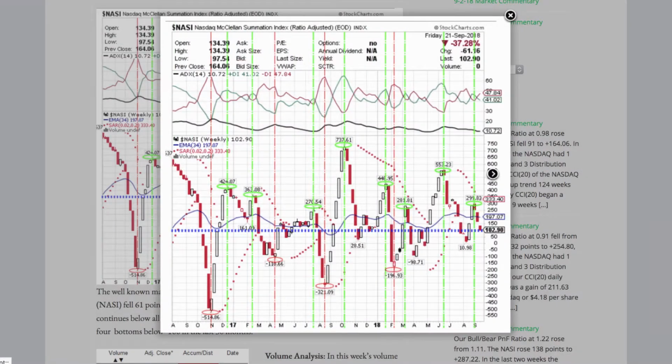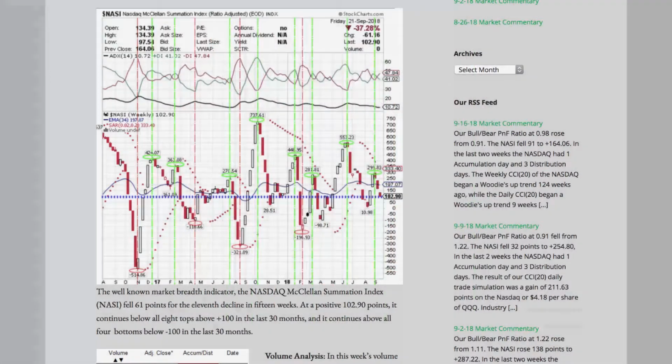The well-known market breadth indicator, the Nasdaq McClellan Summation Index, fell 61 points for the 11th decline in 15 weeks. At a positive 102.90 points, it continues below all 8 tops above plus 100 in the last 30 months, and it continues above all 4 bottoms below minus 100 in the last 30 months.